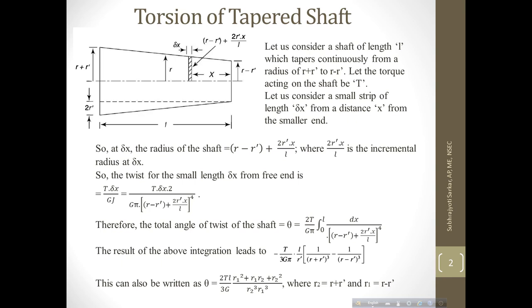J means pi d to the power 4 by 32. What is d? d is nothing but twice r. So it is pi r to the power 4 by 2. So what is r for del x? It is r minus r dash plus twice r dash into x by L. So the twist will be T into del x into 2 divided by G pi into that radius of the shaft whole to the power 4. So that is for the incremental length del x.